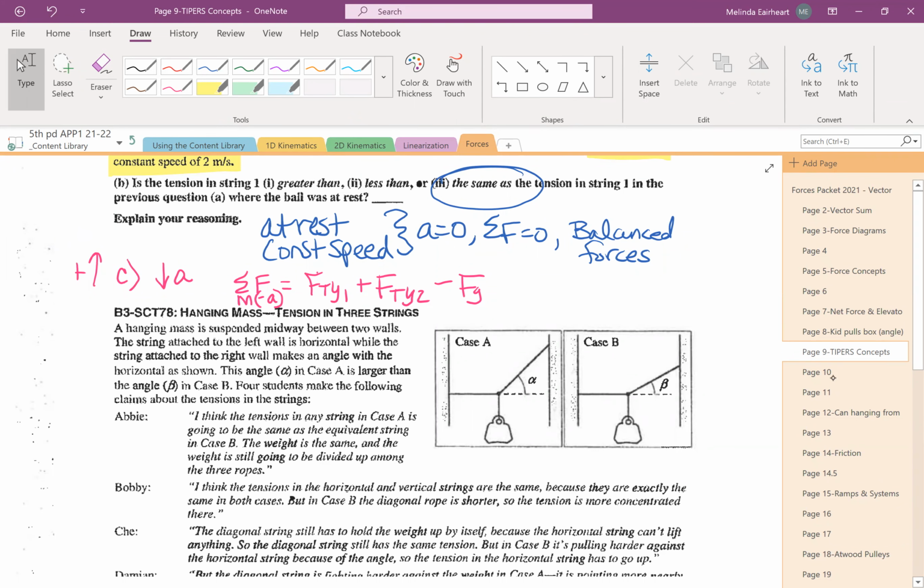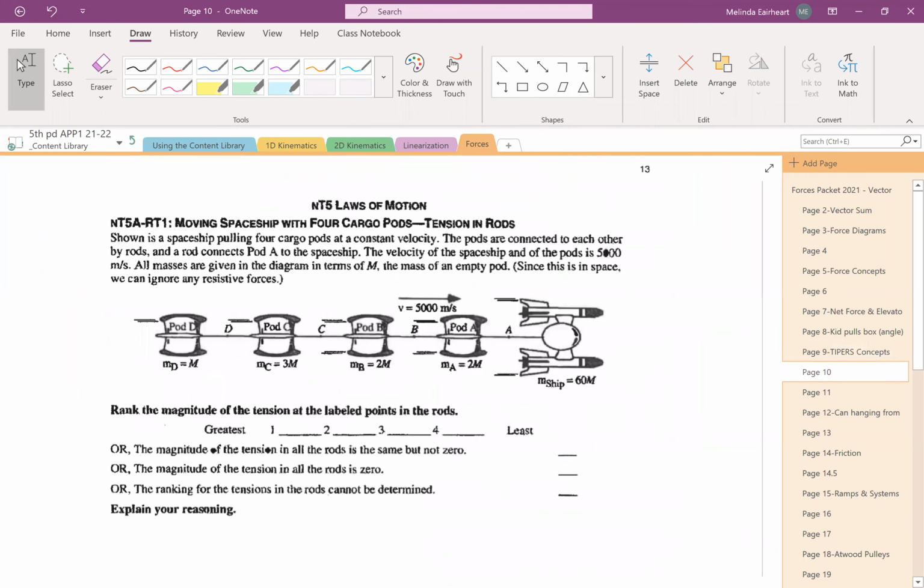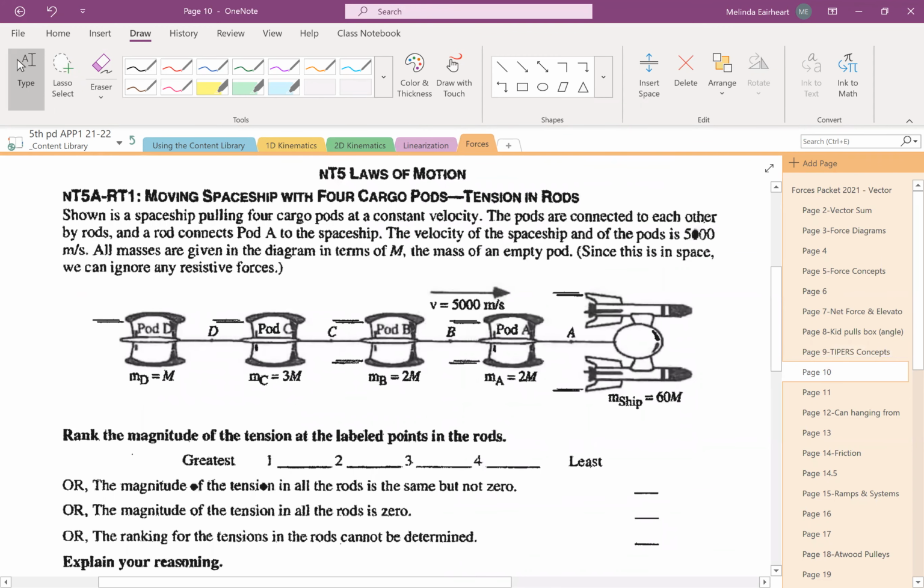Page 10, this one, I don't think we've seen the side-by-side objects. Here we have objects connected with different strings. Shown is a spaceship pulling 4 cargo pods at a constant velocity. The pods are connected to each other by rods. And a rod connects pod A to the spaceship. So I said string, but it's going to be rods here. They don't give. Strings have a little bit of give, a little bit of stretch, right? But typically your rods don't.